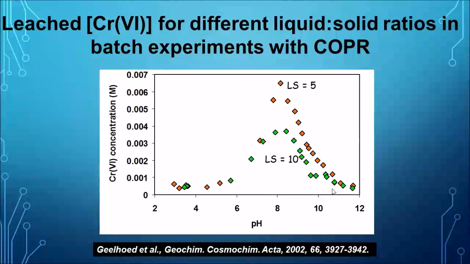So you can see, first of all, the big picture of most of the chromium-6 being released in the range of pH 10 to pH 6. We're going to focus in on this top region here, where the results for the two liquid-solid ratios are very, very similar. And this is indicative that mineral solubility is the controlling factor here. So looking at this range between 10 and 12.